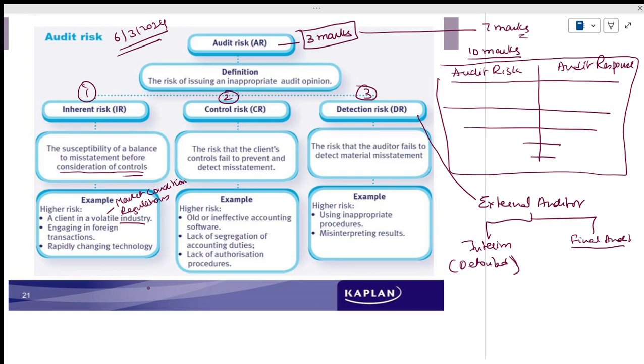The next one is engaging in foreign transactions. Why foreign transactions? Exchange rates always change, they are volatile. It will happen on a real-time basis. The risk is very high.